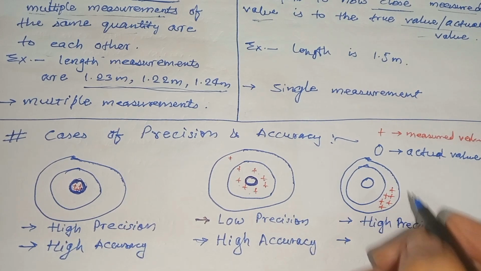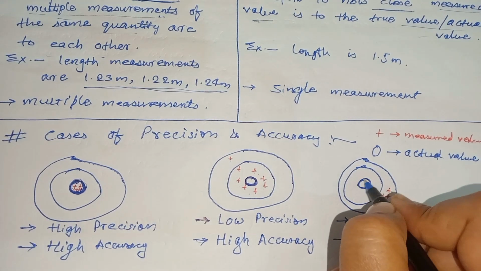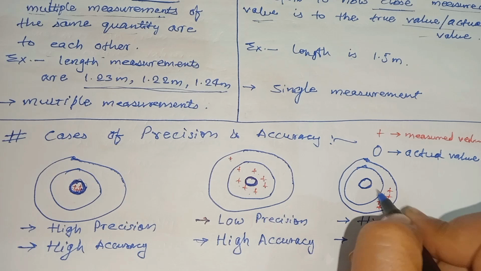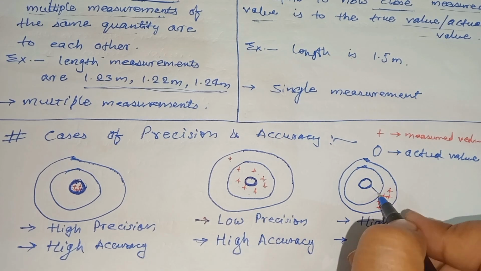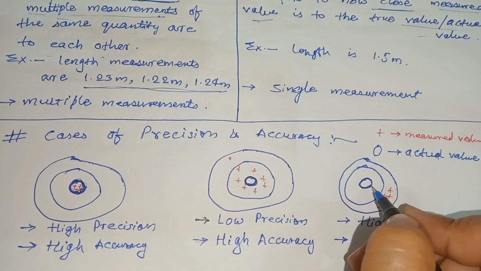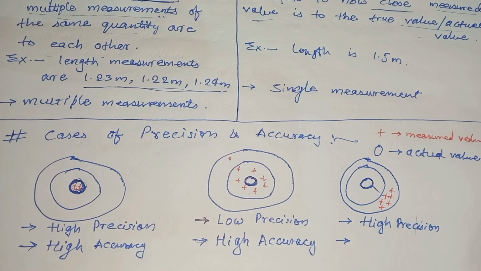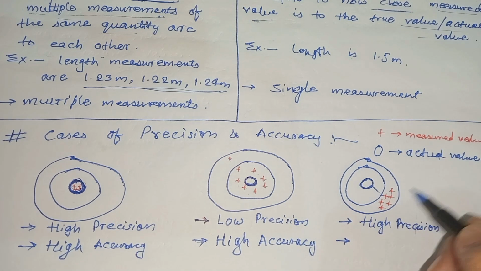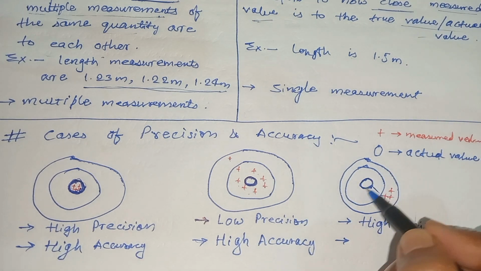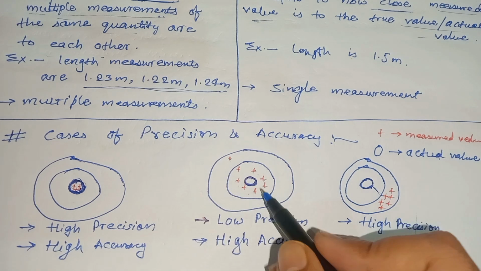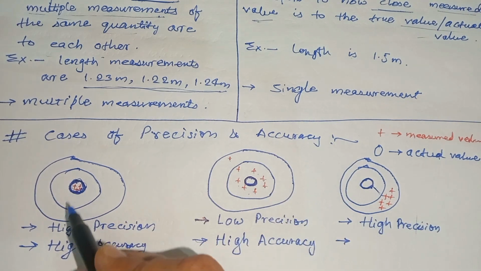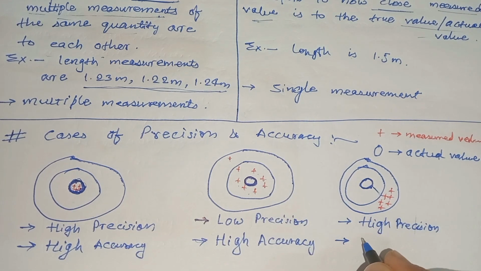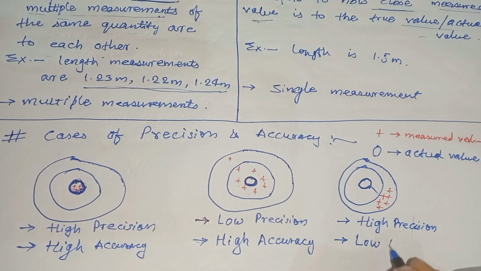And in this case, this is the target, or the actual value, and the measured values are very far from the actual value. So what will it be in terms of accuracy? It will be low accuracy, because the measured values, this plus sign, are far from the actual value. They are not close like in the earlier ones. So it is far, so we will say low accuracy.